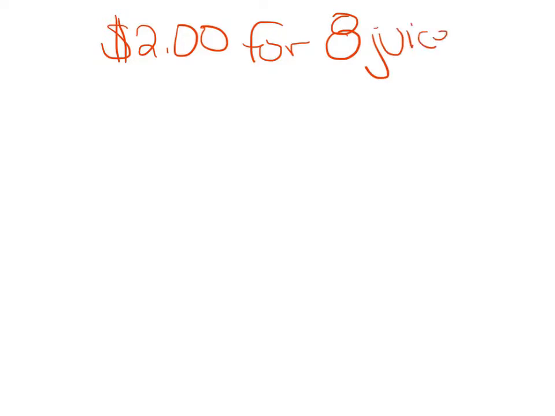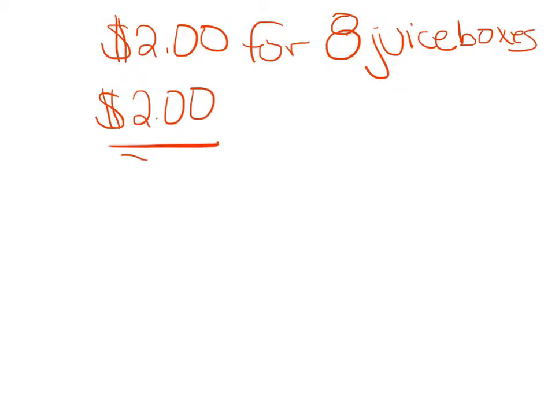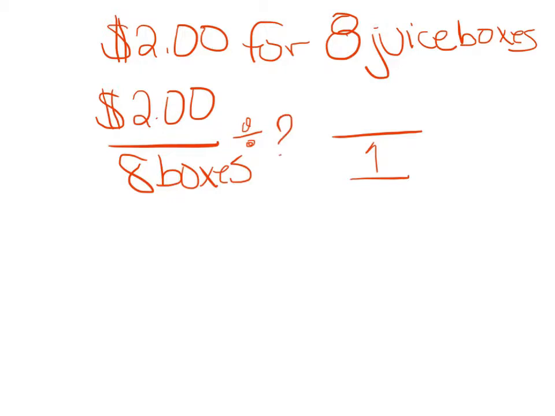So let's find a unit rate if it costs $2 for 8 juice boxes. What is the unit rate? Okay. So if we have $2 for 8 juice boxes, we need to write a ratio. Let's do $2 for 8 boxes, and then we need to find the unit rate. In order to do that, we need to have a denominator of 1. We need to ask ourselves, what are we going to divide by to get a denominator of 1?